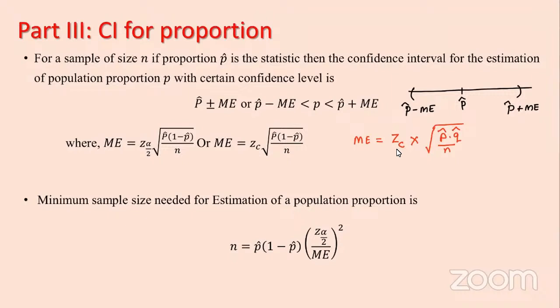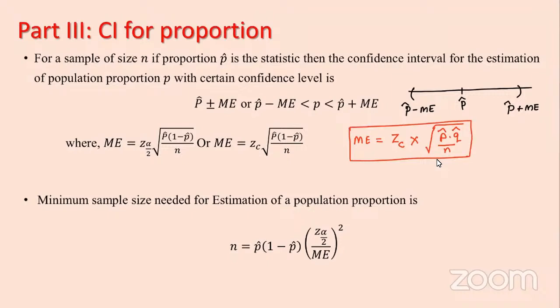Margin of error is equal to Z critical multiplied to square root of P hat Q hat over N. Okay, so you can box that formula if you want. If you just want to use that.